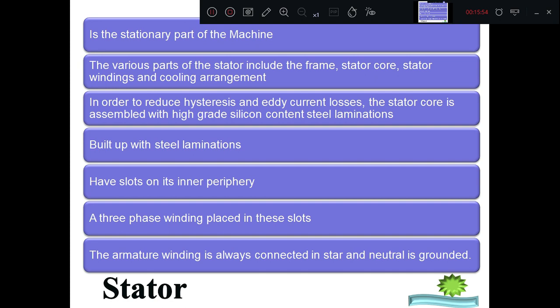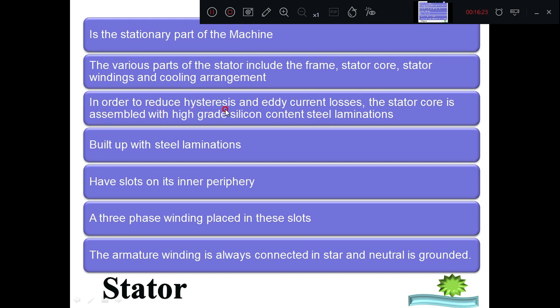Then we'll see the stator of the alternator. The stator is the armature in which there is an induced voltage. That is, it is the stationary part of the machine. The various parts of the stator include the supporting frame, the stator core in which the conductors are placed, the stator windings, and the cooling arrangement for the winding.